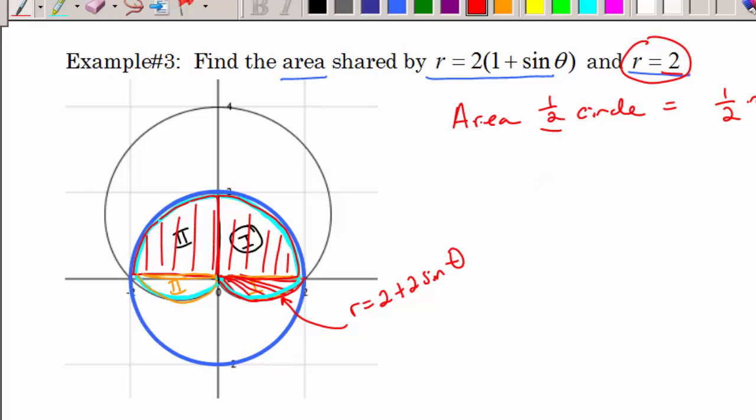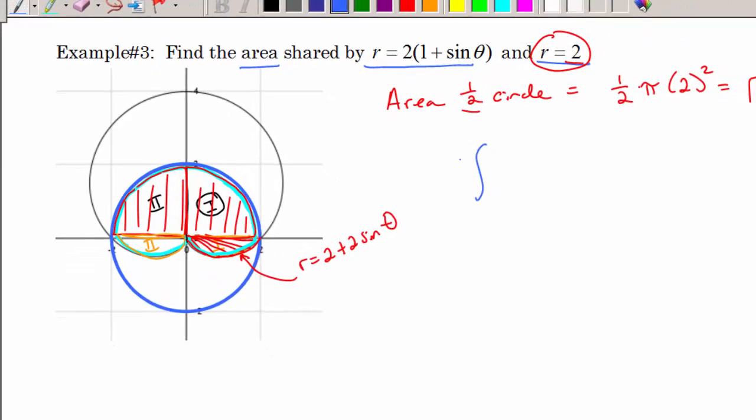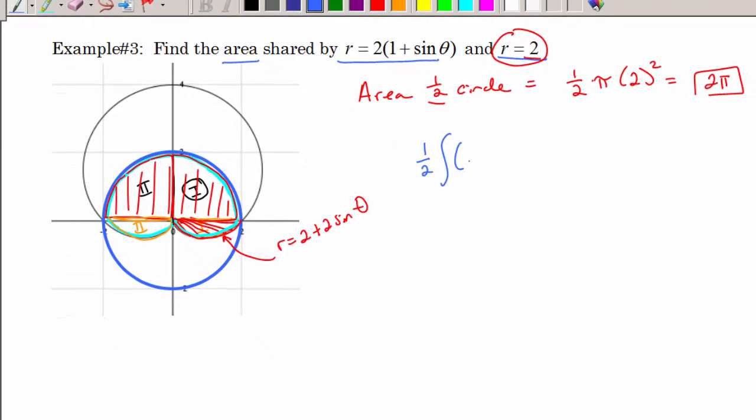So as I am integrating, my r would be 2 plus 2 sine theta, squared, d theta. And then, since I have 2 of them, I could multiply that times 2. The question is what are my limits? And that's the hard part about this problem.